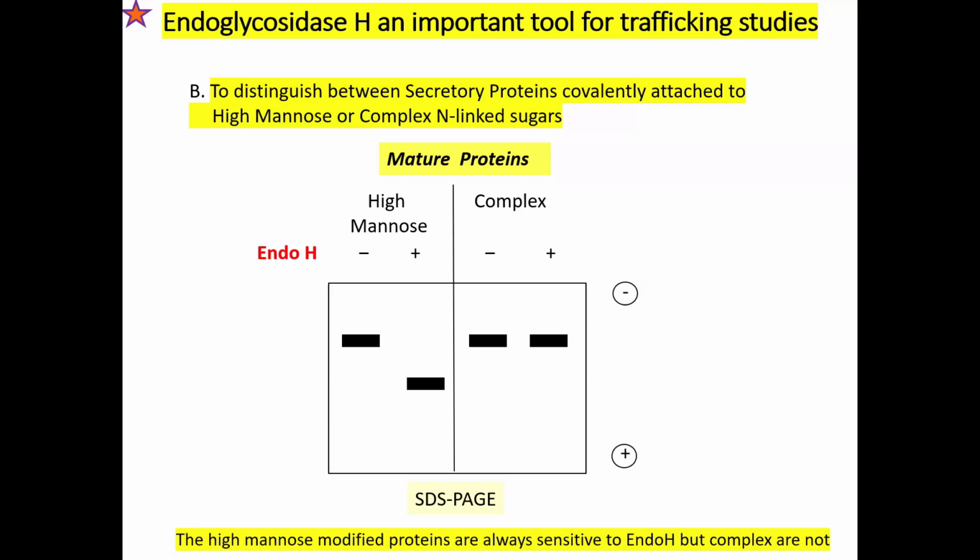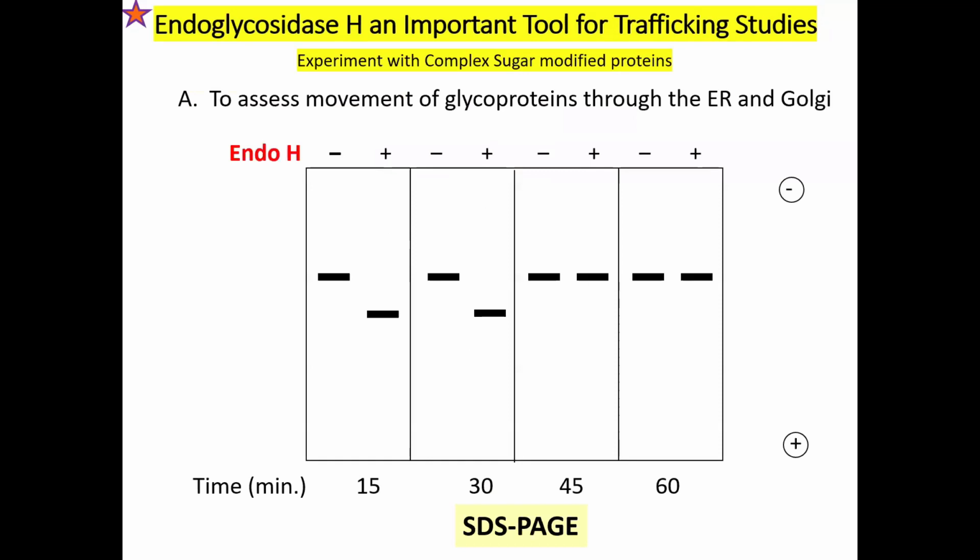Everybody good with that? So if you see a lower band, you can tell that is your high mannose. If you do not see it, both the proteins are at the same level, you could not remove the glycosylation, so they are at the same level. On the other hand, now we can do a trafficking study. Second set of experiment. First set, distinguish between high mannose and complex.